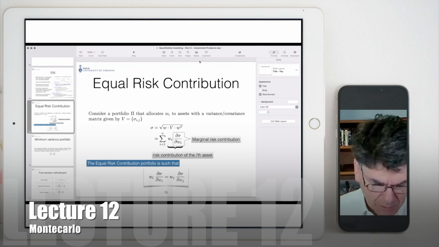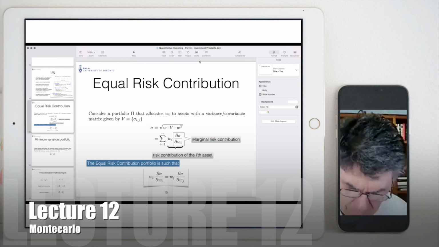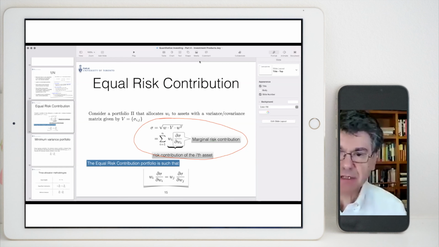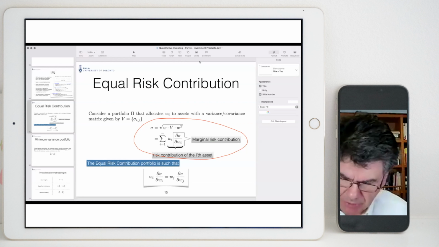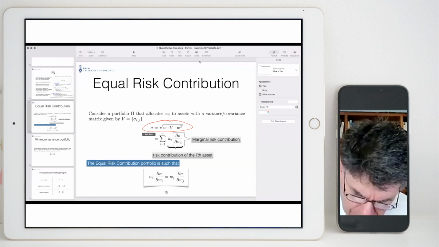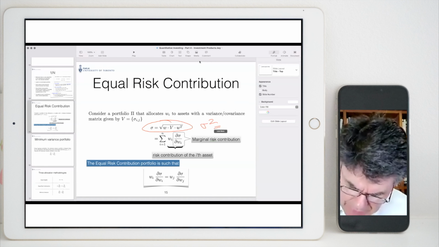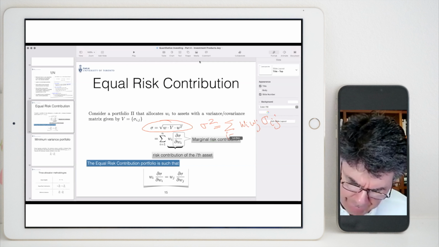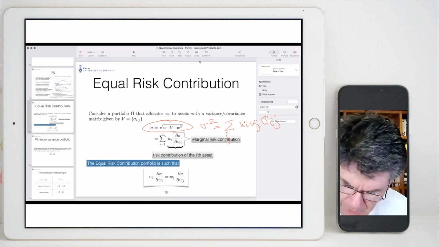So here we see this formula that expresses the volatility of the portfolio as a sum of the marginal risk contributions. And here you see the expression for the volatility. So the volatility squared is this. Sum over all i and j.